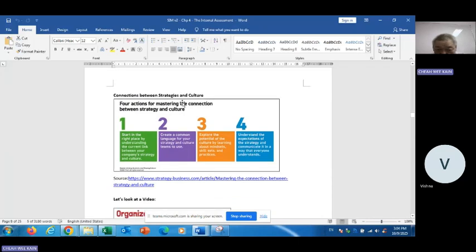So, the connection between strategy and culture: four actions for mastering the connection. First, start in the right place by understanding the current link between your company's strategy and culture. Next, create a common language for using your strategy and culture. Third, explore the potential of culture by learning about the mindsets of the people there. Fourth, understand the expectation of strategy and communicate it in a way that everybody understands. Sometimes if you make a strategy and people don't understand the reason behind it, people won't want to do it. So that's a big issue.